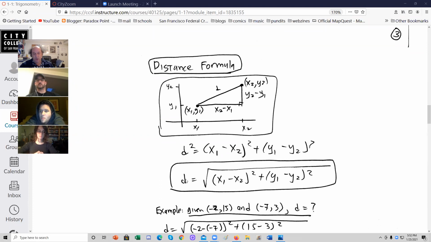And then square roots, d is the square root of the sum of the squares of the differences of these coordinates. That's 4 ofs in a row. Square root of sum of squares of differences of coordinates.